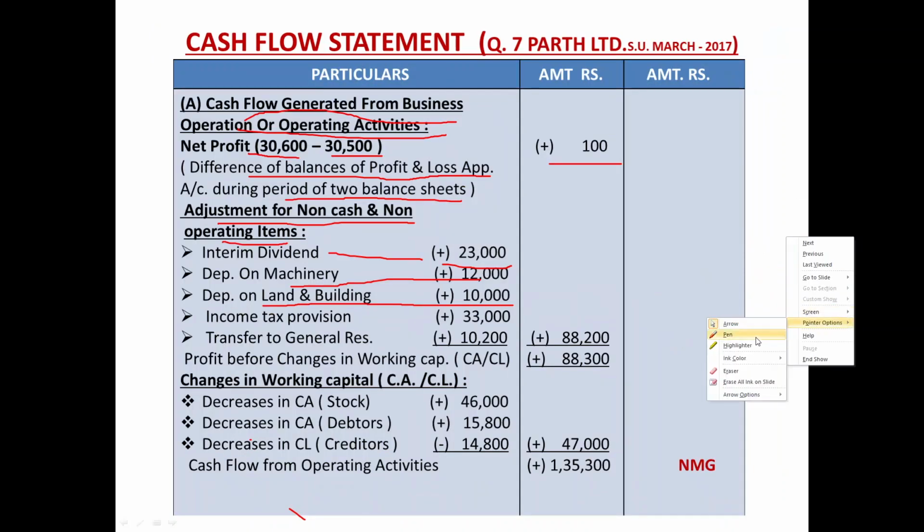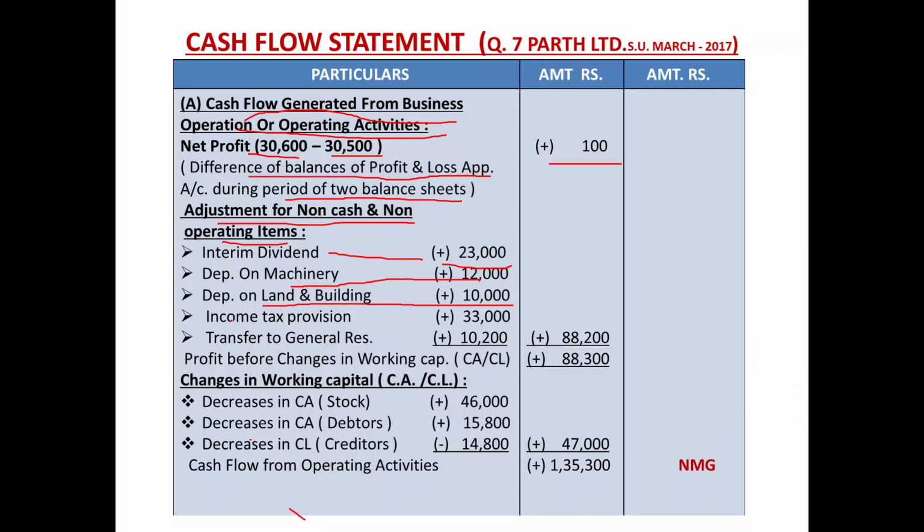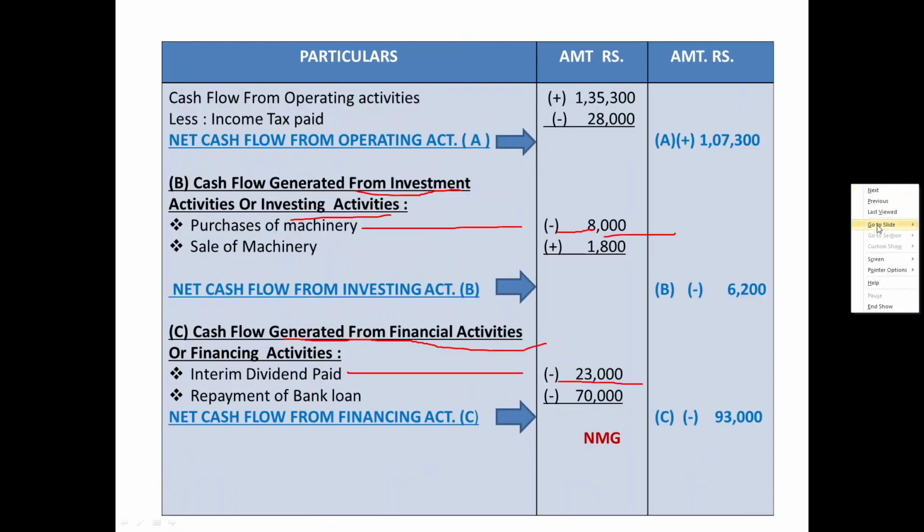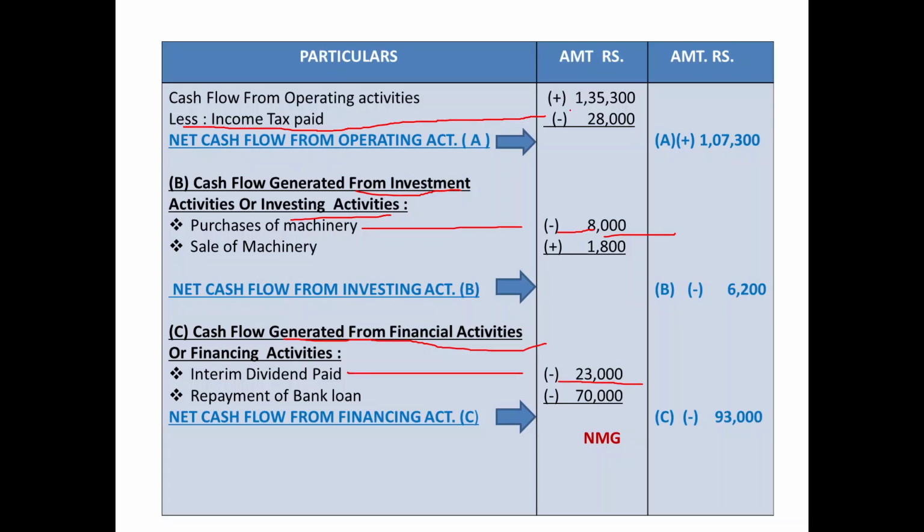33,000 as a non-cash item, income tax provision plus 33,000. Then payment. After deciding cash flow from operating activities, this would be the last reporting under title A, less income tax paid minus 28,000.